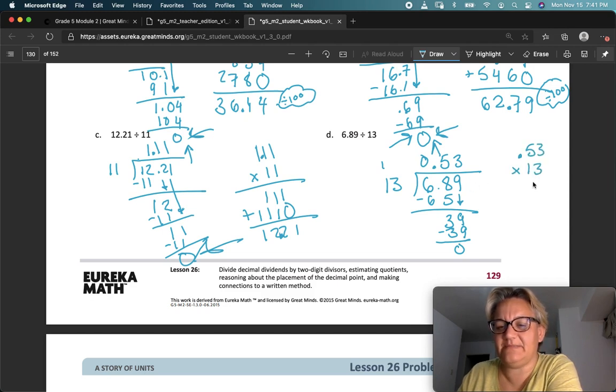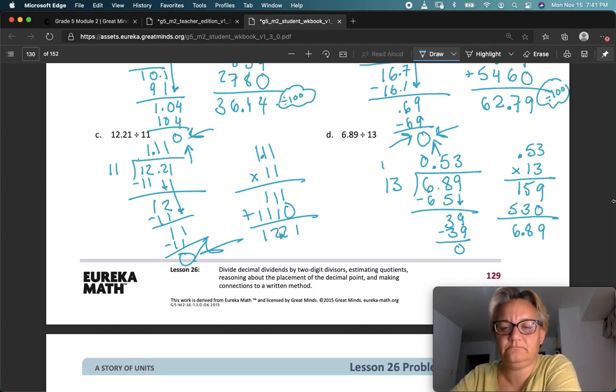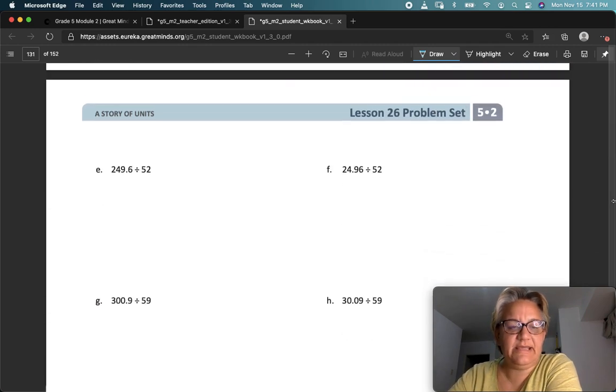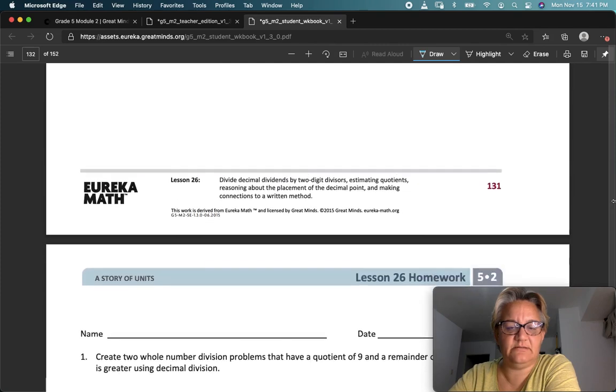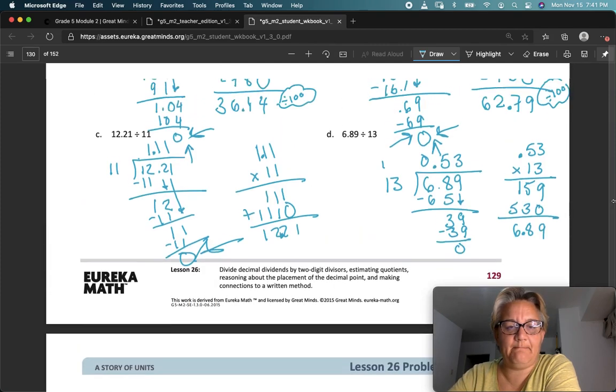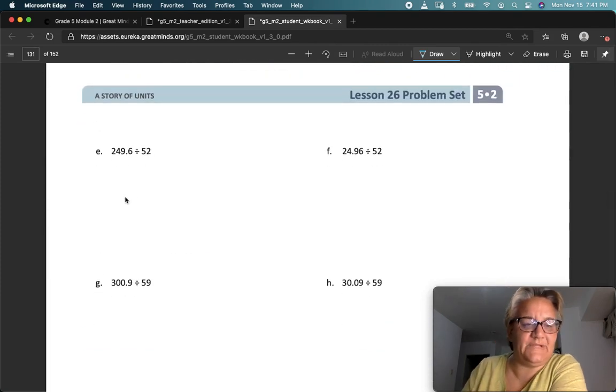And if we get the same dividend, 3 times 3 is 9. 3 times 5 is 15. Drop the 0. 3, 5, and 9, 5, 6, 7, 8, 6, and 2 decimal spots. There it is. E, how many of these are they going to give us here? 3 pages, huh? Okay. Lots of practice.